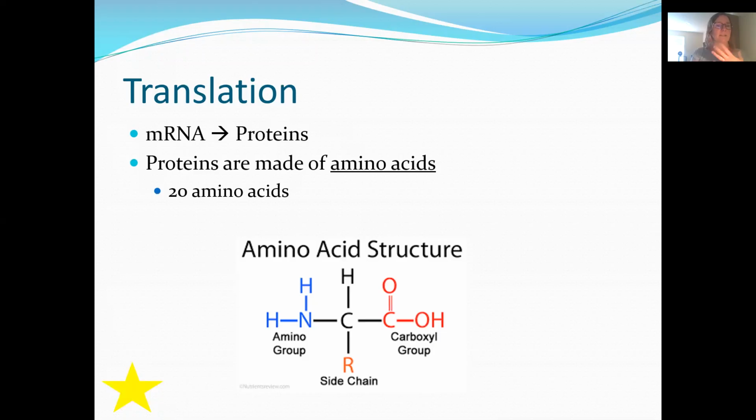So there's 20 different amino acids that make all the proteins, and you put those amino acids in a certain sequence, and then that protein folds up and makes a 3-dimensional shape, and then that shape does something in the body. The shape is important.